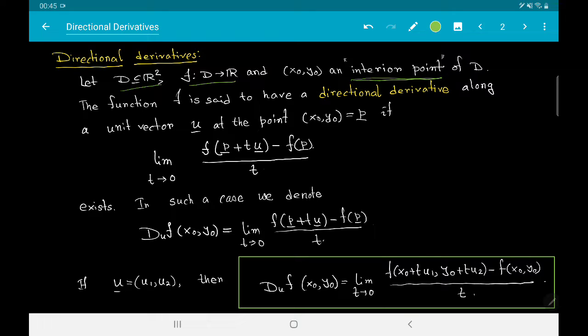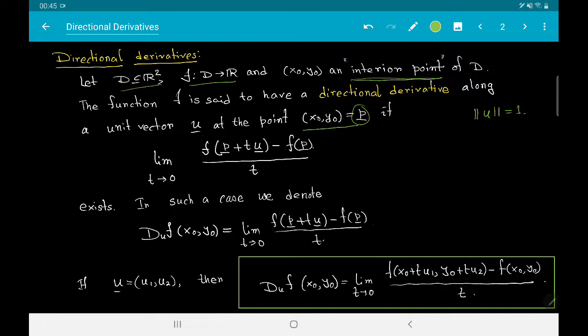D is a subset of R2, f is a real valued function on D, and (x0, y0) an interior point of D. The function f is said to have a directional derivative along a unit vector u, meaning the vector has norm 1, at the point (x0, y0), which again we are calling p, if the following limit exists.